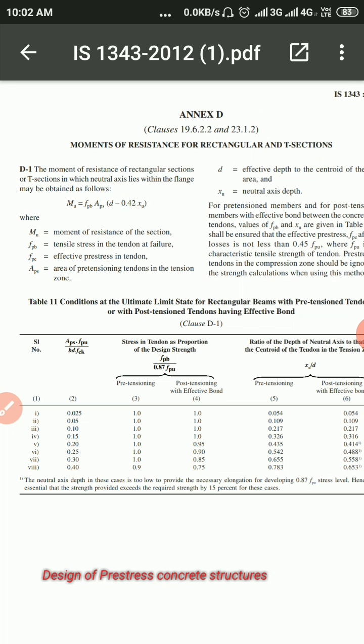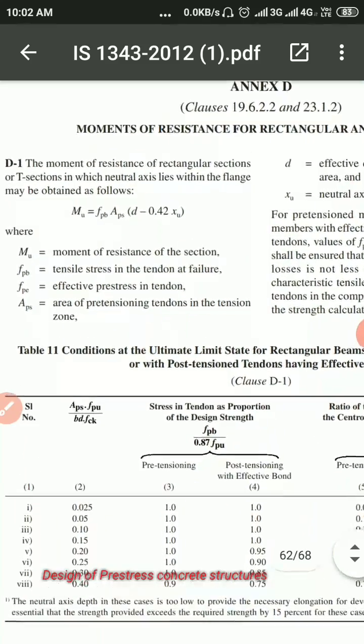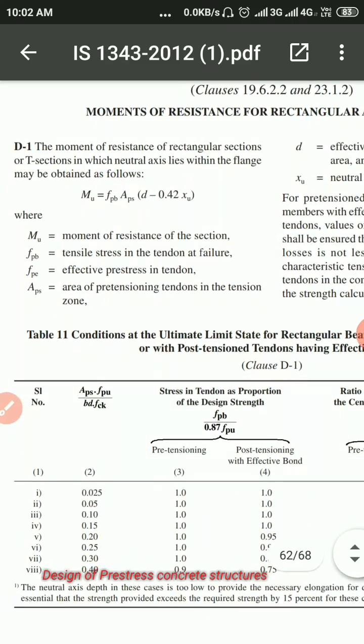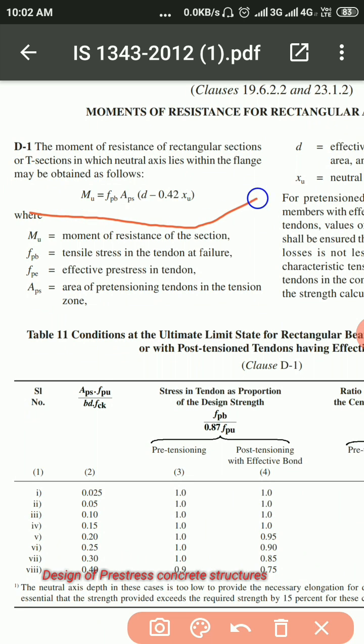The moment of resistance of rectangular sections or T sections. This moment of resistance formula is specially for beams, rectangular section or T section, in which the neutral axis lies within the flange, and may be obtained as Mu = fpb × Aps (d − 0.42 xu).